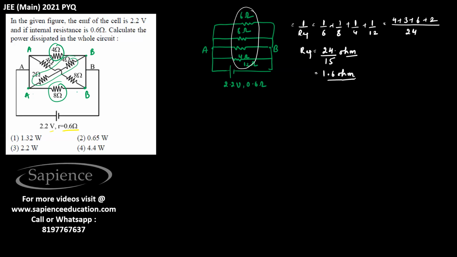So this will be the external resistance. What will be the current drawn by the battery? The current drawn by the battery equals the voltage of the battery divided by R equivalent plus internal resistance. There is an internal resistance of 0.6 ohm, so it becomes 2.2 divided by 1.6 plus 0.6, which gives 2.2 again. So the current drawn is 1 ampere. This 1 ampere is the total current drawn by the external circuit, and you need to calculate the total power dissipated by the circuit.